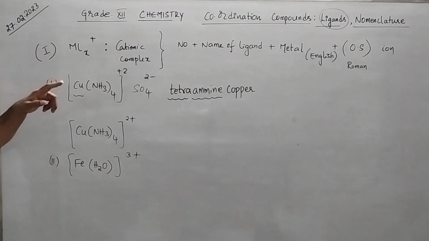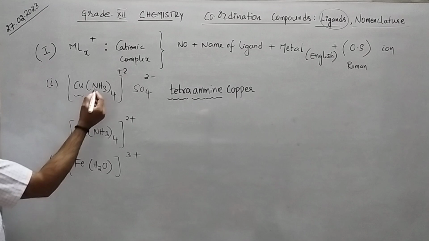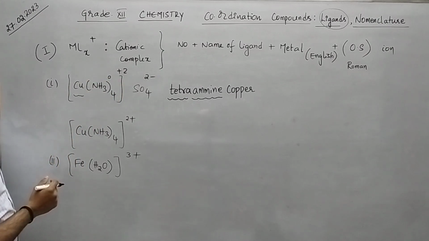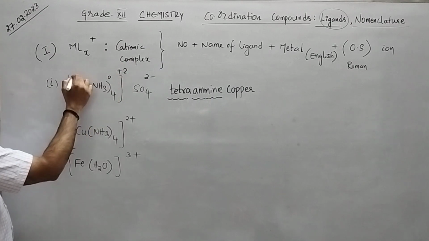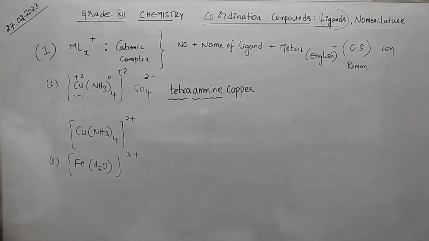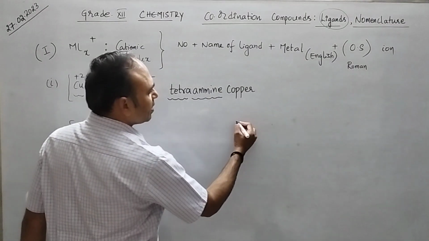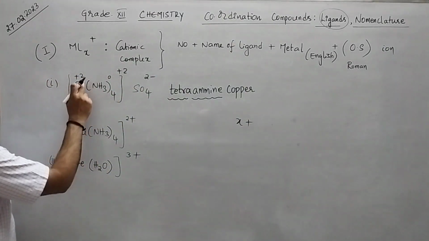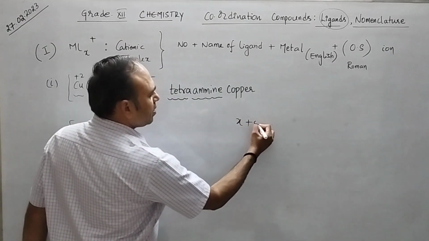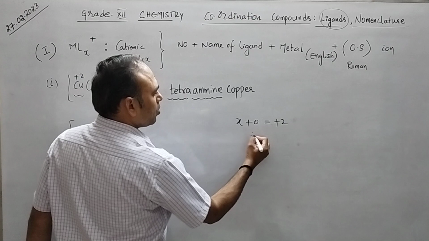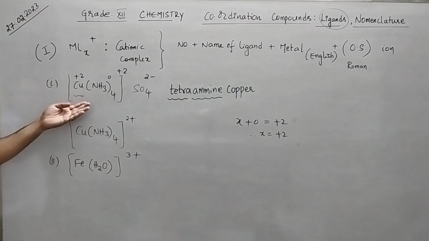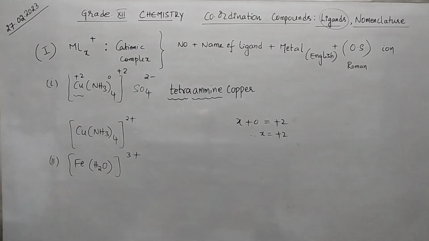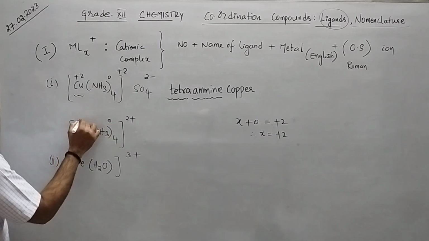After that, we need to write the oxidation state. How to calculate the oxidation state? This is 0. NH3 is a neutral ligand, hence 0. So the total is plus 2, hence here also you will get plus 2. If you want to solve this, I will write like this: X plus 0 is equal to plus 2. Therefore, X is equal to plus 2. This way you can write, otherwise directly you can calculate. So here also 0 and plus 2.